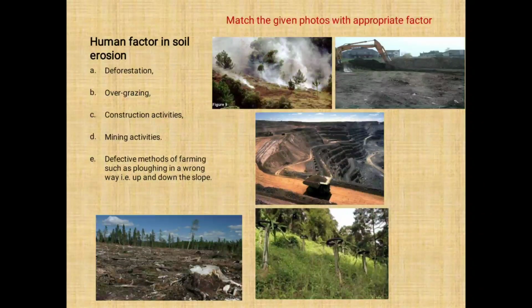Human factors of soil erosion include deforestation, overgrazing, construction activities, mining activities, and defective methods of farming such as ploughing in a wrong way, up and down the slope. The first one is described as the erosion caused by wind. The second one shows hilly areas where plants are not properly arranged. The last picture denotes deforestation processes.